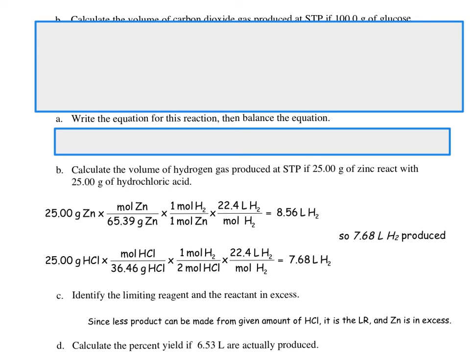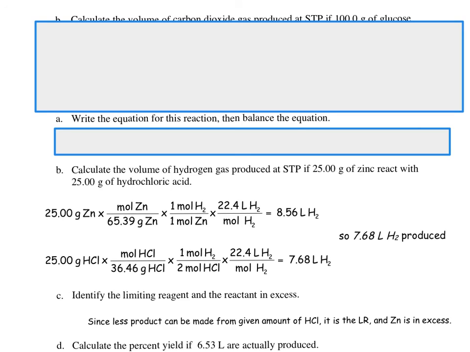Same kind of calculation with the 25 grams of HCl, grams to liters on our roadmap. First converting grams of HCl to moles of HCl, then the mole-to-mole ratio, in this case 1:2, and then the molar volume of gas, 22.4 liters per mole, and we wind up calculating that with that amount of HCl, we could get only 7.68 liters of hydrogen gas. So that is the theoretical amount of hydrogen gas that could be produced.